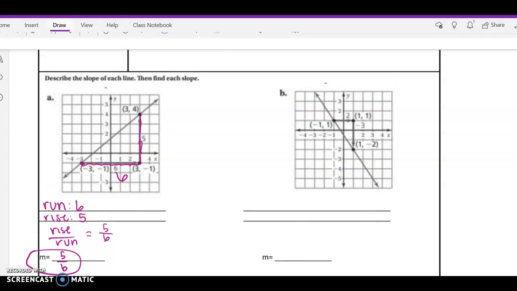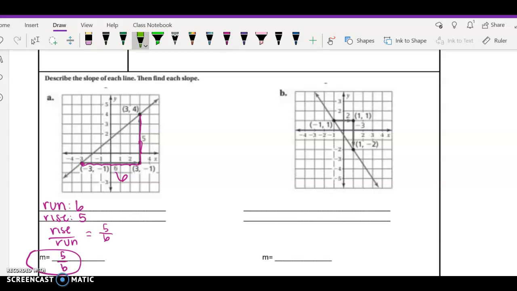You'll also notice that I could also go up and over. So I could have just done rise first and rose 1, 2, 3, 4, 5. And then ran 1, 2, 3, 4, 5, 6. So it doesn't matter if you run first or if you rise first. Either way, we know that we rise 5 and we run 6. We got the same answer for both.